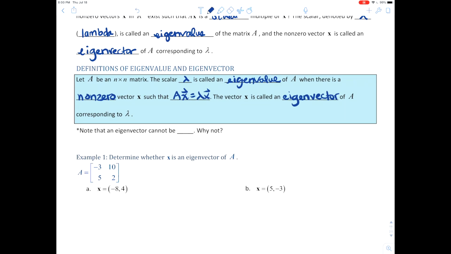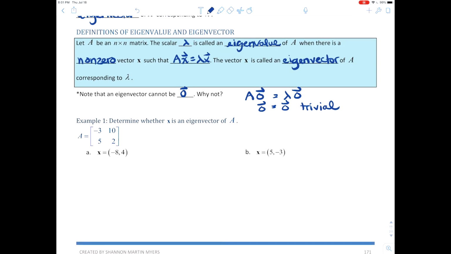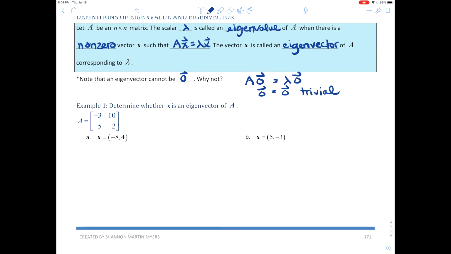Note that an eigenvector cannot be the zero vector. Why not? If you have the matrix A times the zero vector, and you set that equal to lambda times the zero vector, what are we going to get? Beautiful. We'll just get the zero vector is equal to the zero vector, which is just trivial, right? So here we go. Example 1, let's determine whether x is an eigenvector of A.